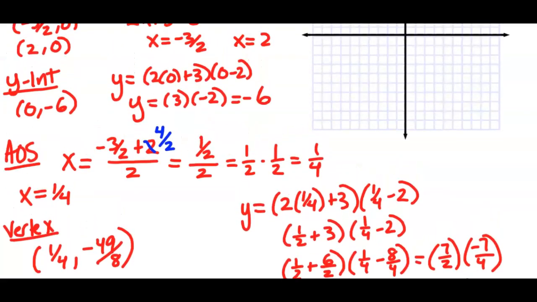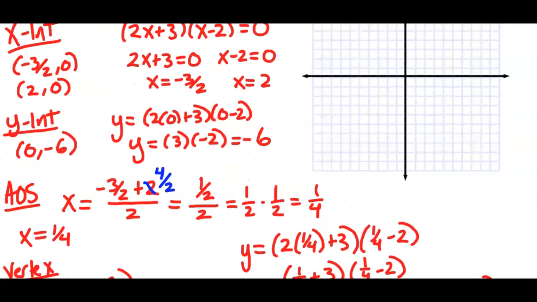So we have to plot all the points that we have so far. So we have negative 3 over 2, so that's negative 1.5. So let's do this to make our scale a little bit nicer. Let's make every 2 boxes 1 on the x-axis. So 2, 2.